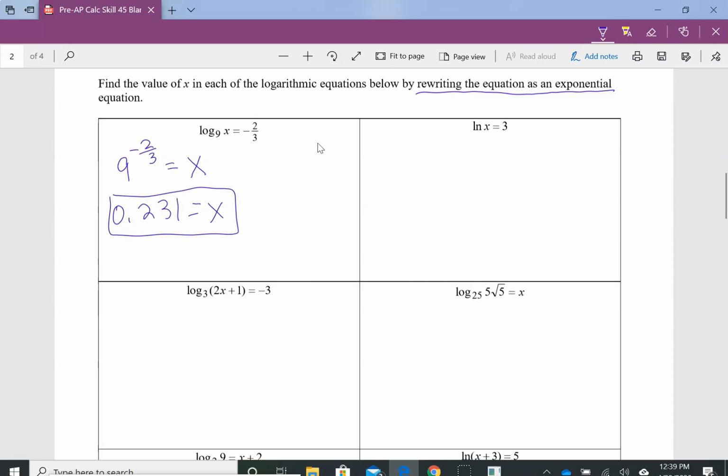Okay. For this one, natural log of x equals 3, just remember this is the same as saying log base e of x equals 3. So to write this in exponential form, you would just write e to the third equals x. And then on your calculator, remember that e to the x is above the natural log button. So now all I'm going to do is type second and then the natural log button. That activates my e button. And then type 3, and that tells me that e to the third is about 20.086.